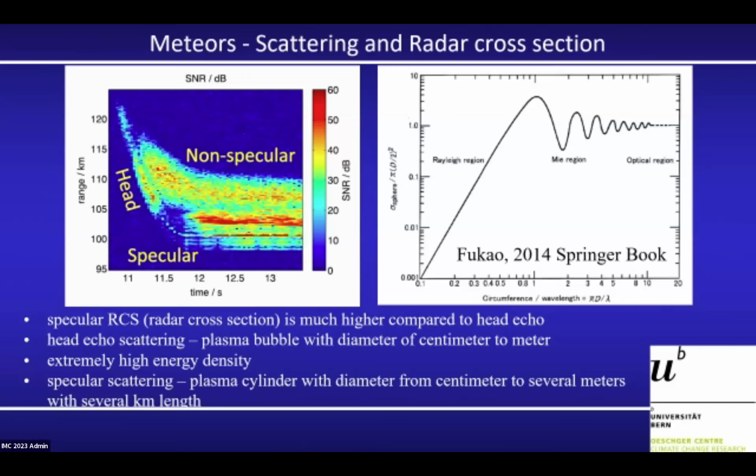Specular echoes, this is the key thing of this talk. They are in the optical regime and occur when the radio wave bounces off perpendicular from the meteor trail. And we have also non-specular trails, but this is a different physical process of the scattering and will not be covered too much in this talk.